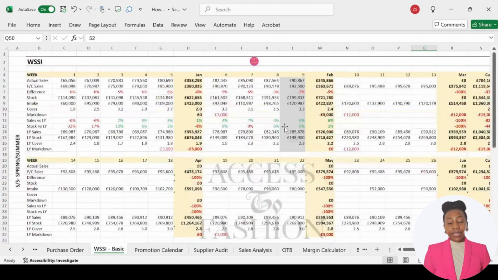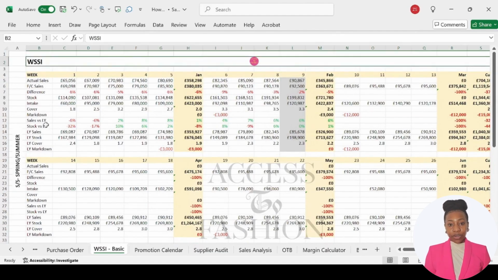That's really that. That's how we look at a Wizzy, and that's how we control our weekly sales, stock and intake. So thank you so much for listening.